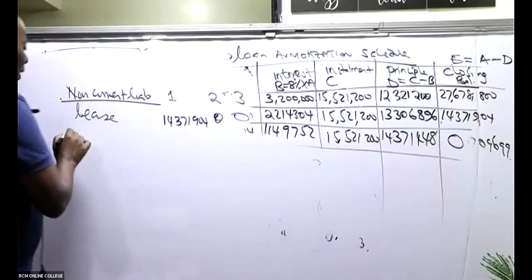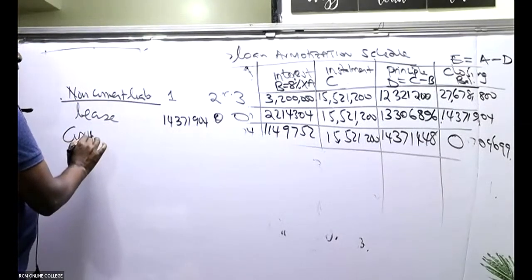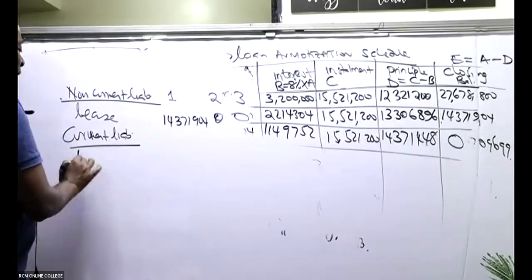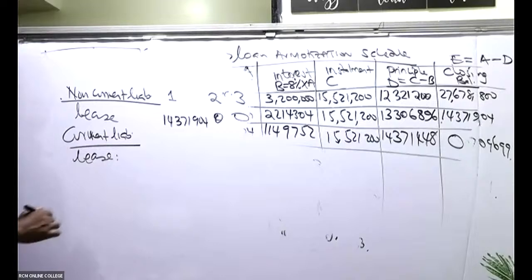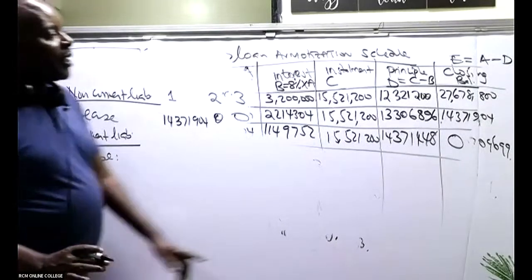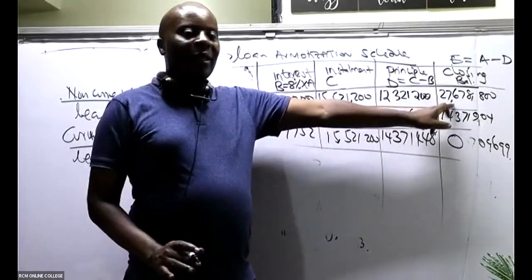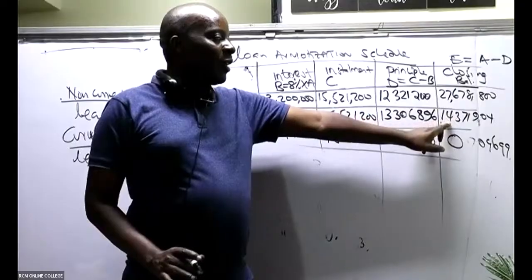And now you ask yourselves, what about the current liabilities? Current liability. In this case, we call this the lease. So we ask ourselves, initially we had 27 million and something, but something must have been paid for us to arrive at 14.